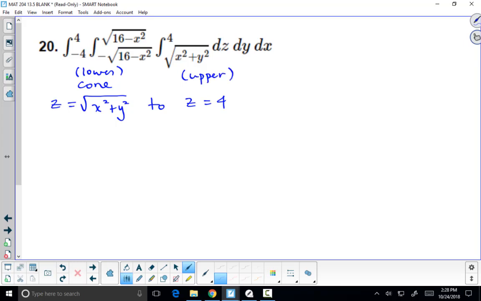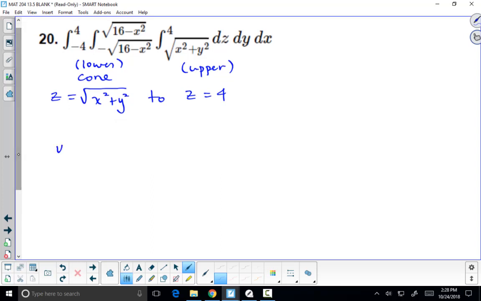So z equals 4 is the upper surface. Z equals the cone is the lower surface. And let's just make sure that this domain out here matches, because if it didn't match, it's possible that we have the cone and then the plane and then some vertical walls. We have to make sure that that cone is intersecting the plane at whatever these two integrals are telling us. So let's check.